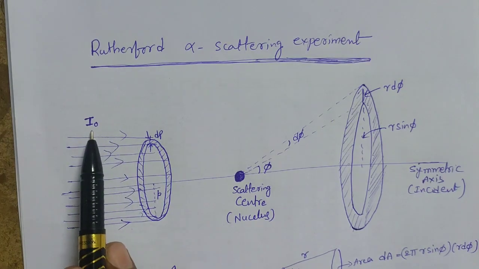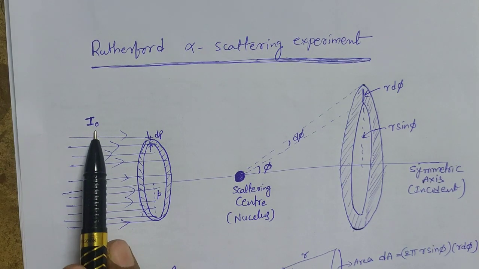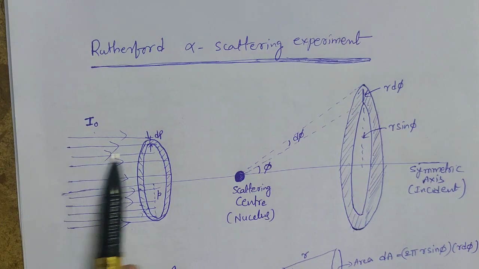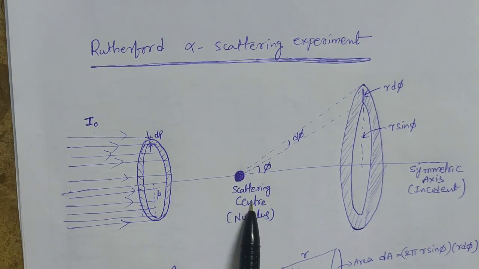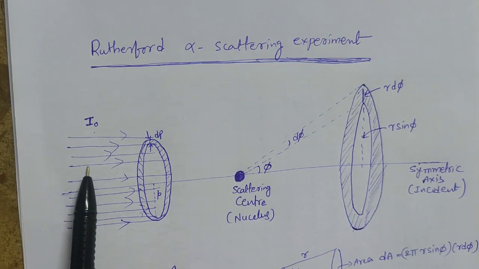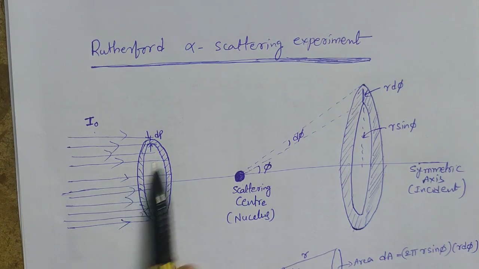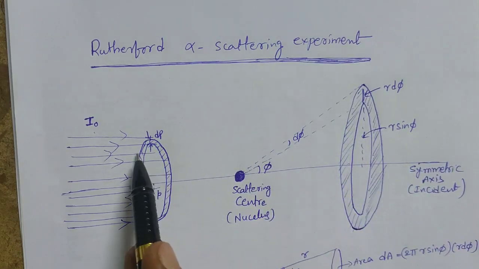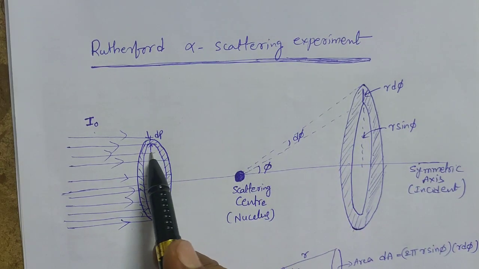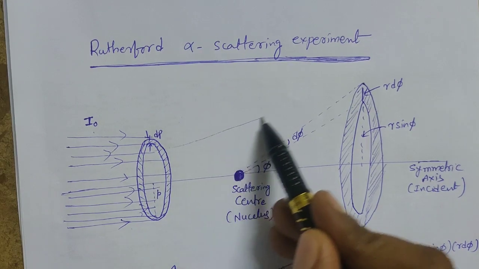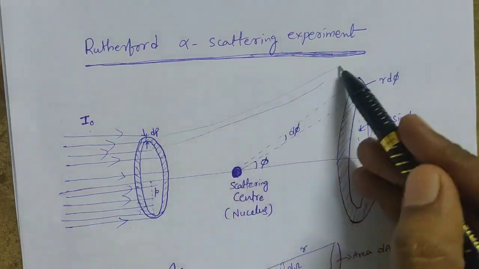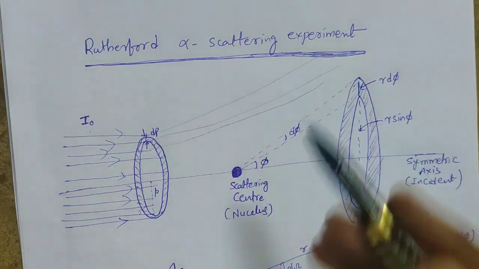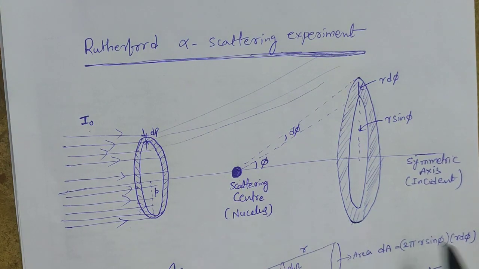I have denoted the intensity of the alpha particles with I naught. Assume that the nucleus is fixed and positively charged. Alpha particles are also positively charged, and they will scatter in all directions. As they are coming like this, they will scatter like this, and here also they scatter like this.